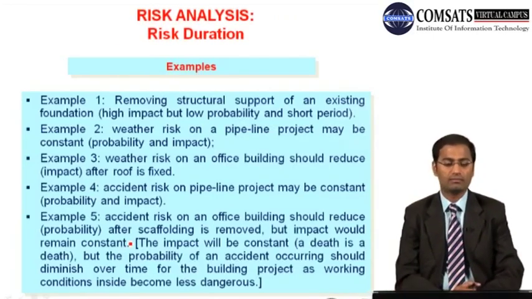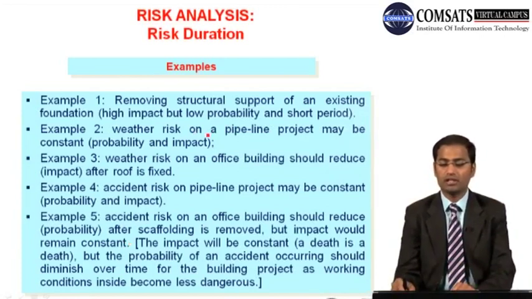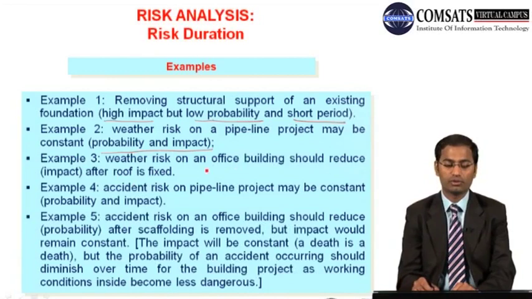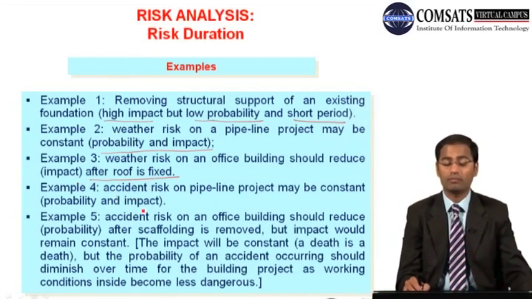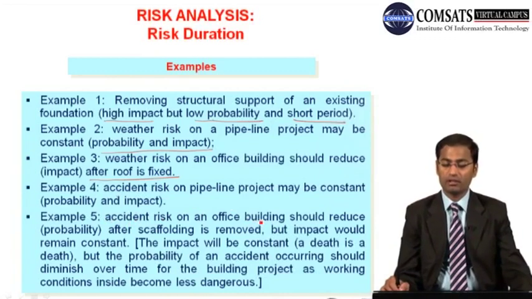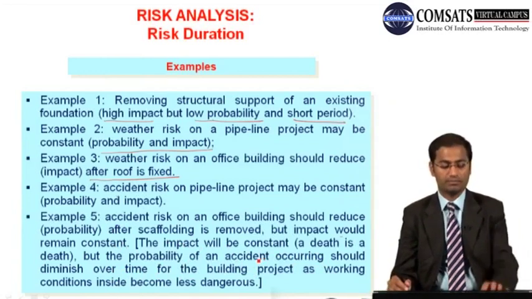A few examples: first, let's say, removing structural support of an existing foundation. That is high impact, but low probability and short period. Similarly, weather risk on a pipeline project may be constant in probability and impact. Weather risk on an office building should reduce impact after the roof is fixed. Accident risk on a pipeline project may be constant in probability and impact. And accident risk on an office building should reduce in probability after scaffolding is removed, but the impact would remain constant. A death is a death, but the probability of an accident occurring should diminish over time for the building project as working conditions inside become less dangerous.